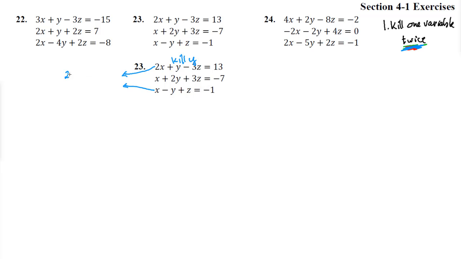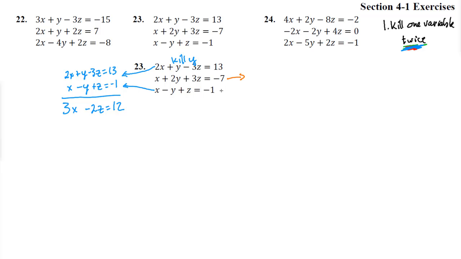So we get 2x plus y minus 3z equals 13. And x minus y plus z equals negative 1. See how that plus z and minus z lined up just perfectly already? Add them together and y is gone. That's minus 2z equals 12. Cool, now we have to kill y a second way.